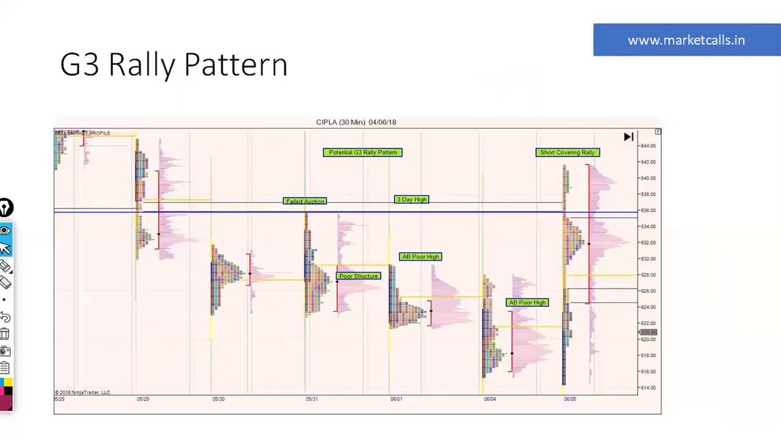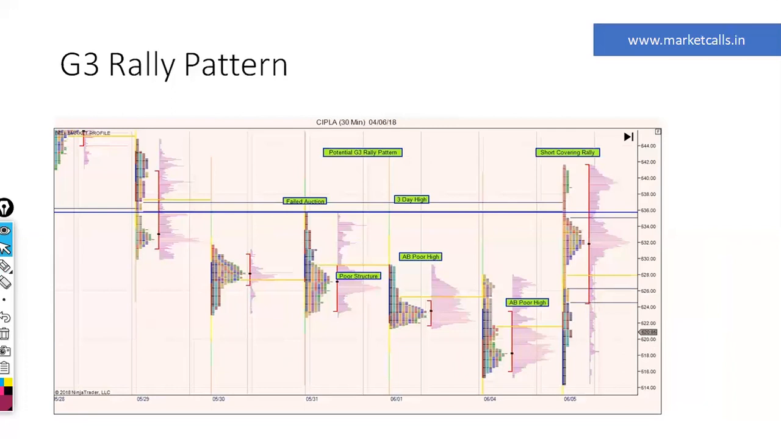I have a question here. This G3, you say that every day price should make a higher high, but actually price is making lower highs and lower lows, right? No, there are two patterns in G2 or G3. It's a G3 high, G3 low.